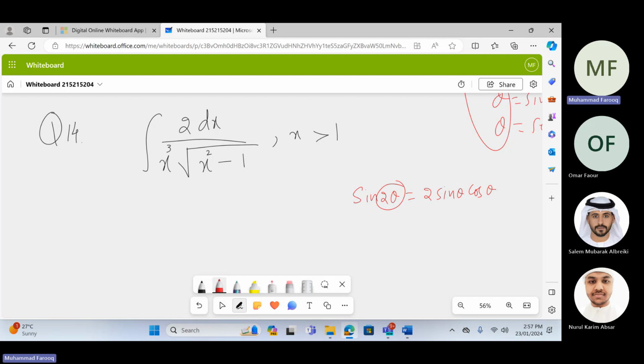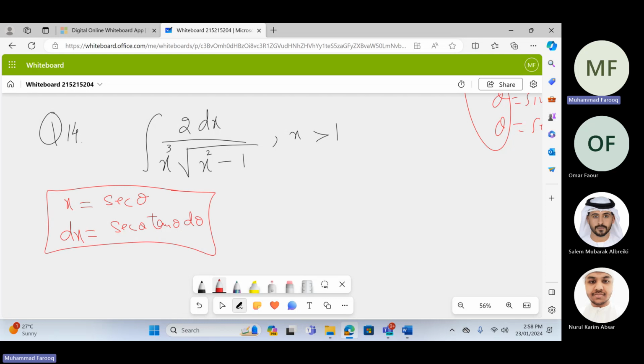Okay, anyway, let me just answer it quickly before we go for a break. One thing is very clear: this is x square minus a square, which is a secant substitution. Please just write x equal to a secant theta, and a here is 1. So dx is secant theta tan theta d theta. This is our substitution.